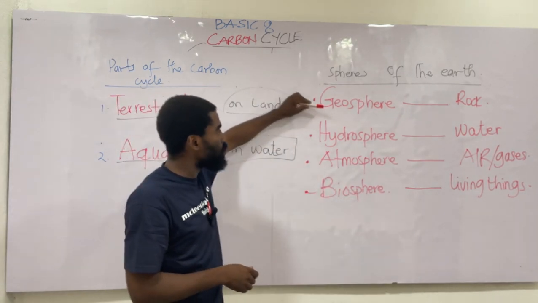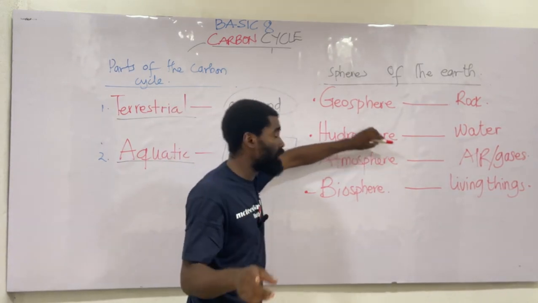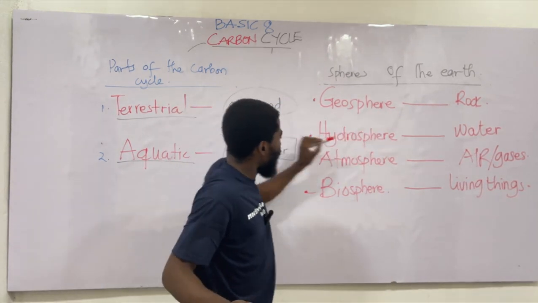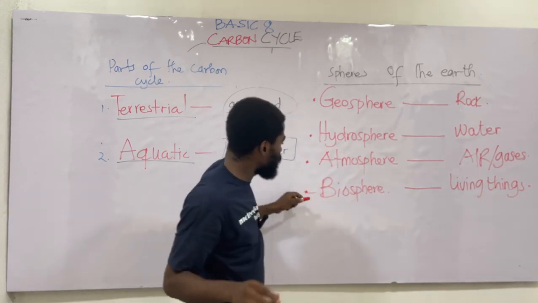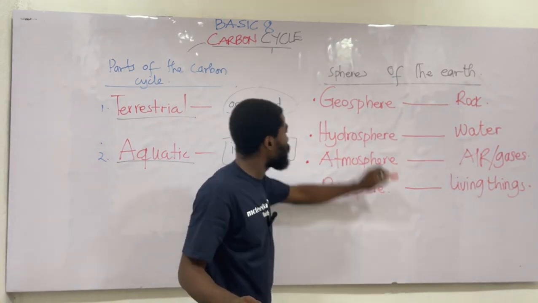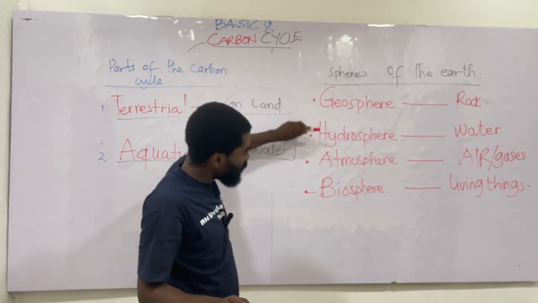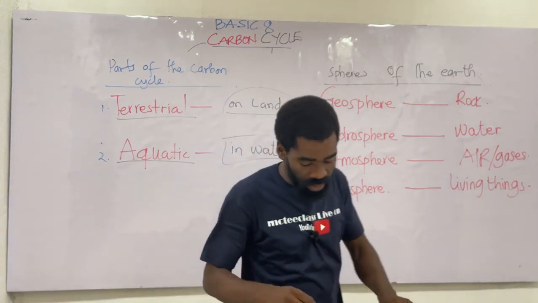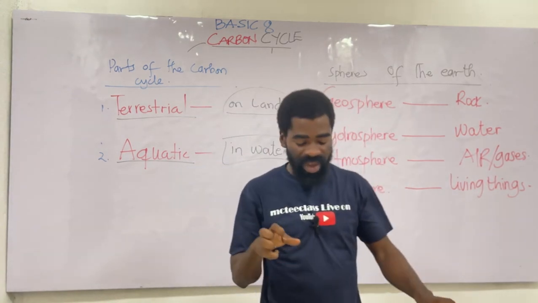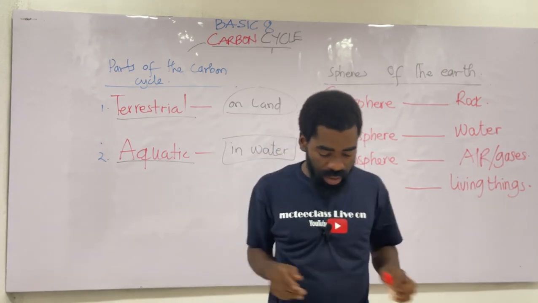We have the geosphere. You say it after me. The geosphere, the hydrosphere, the atmosphere. Then we have what? The biosphere. Again, the geosphere, the hydrosphere, the atmosphere, and the biosphere. So these are the four spheres of the Earth. Sphere because they look round or circular in shape.